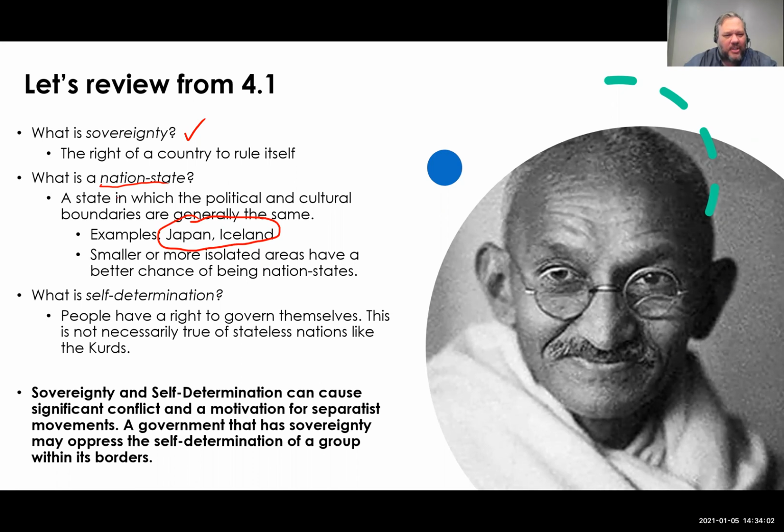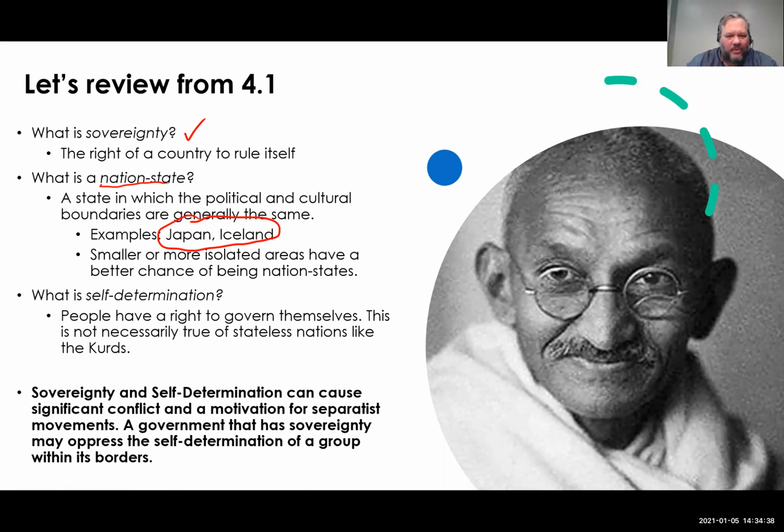One other thing I wanted to add: when we talk about a nation state, smaller or more isolated countries are more likely to be a nation state, because the smaller they are, the more chance that everybody there is culturally similar. The bigger the country, like the U.S., the more multicultural it is. The former Soviet Union had a bunch of different ethnicities. If you get more isolated, Iceland is very isolated, and Japan is an island with strict immigration policies, and those are some of the things that would cause it to be a nation state.